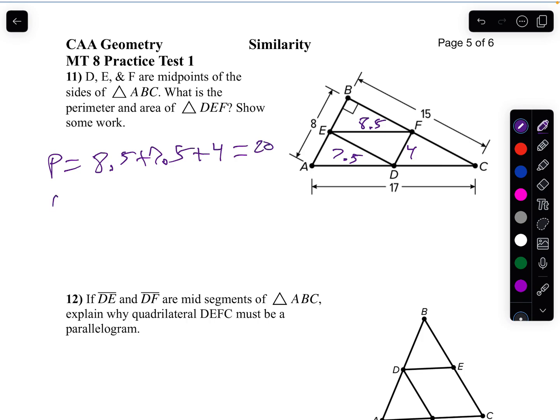Now to find the area, it's 1/2 base times height. Now, my base and my height are going to be the ones that form a 90-degree angle, aren't they? So I'm going to say 1/2 times 4 times 7.5. And that would be 15. And there are no units on that one, so that's all we got to do.